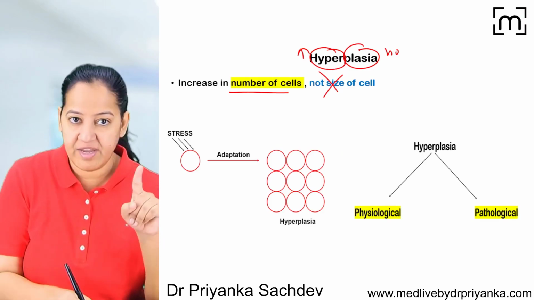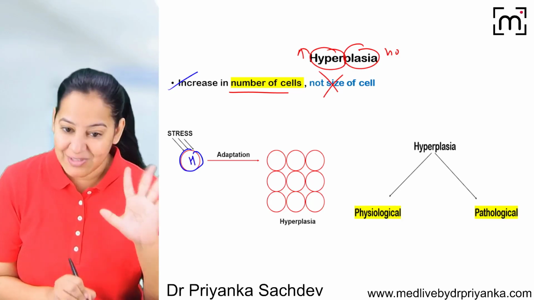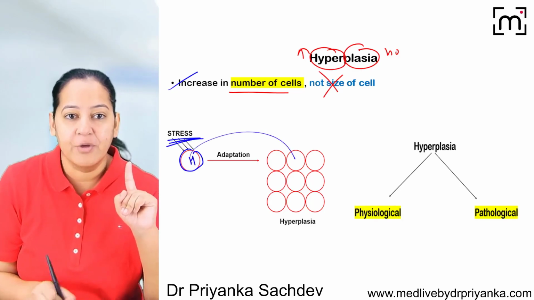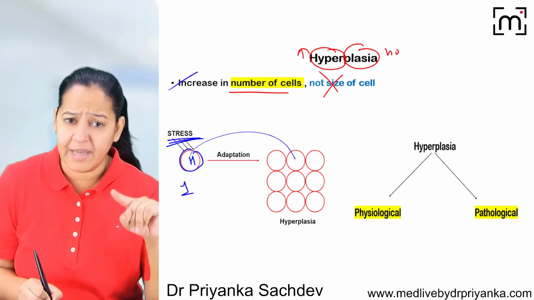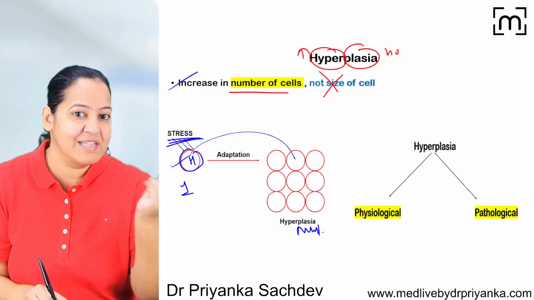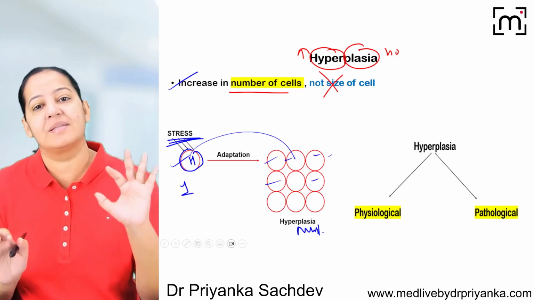Now this is the definition, we are done. Now see the diagram. Can you see this is a cell? This is in homeostasis. It is a normal cell. When the stress is acting, it is increasing in number. You can see here we have one cell. Here we have multiple cells. But the size is the same. You can see the size of this cell is equivalent to the size of any of these. Size is not changing. Okay, so this is the diagram.